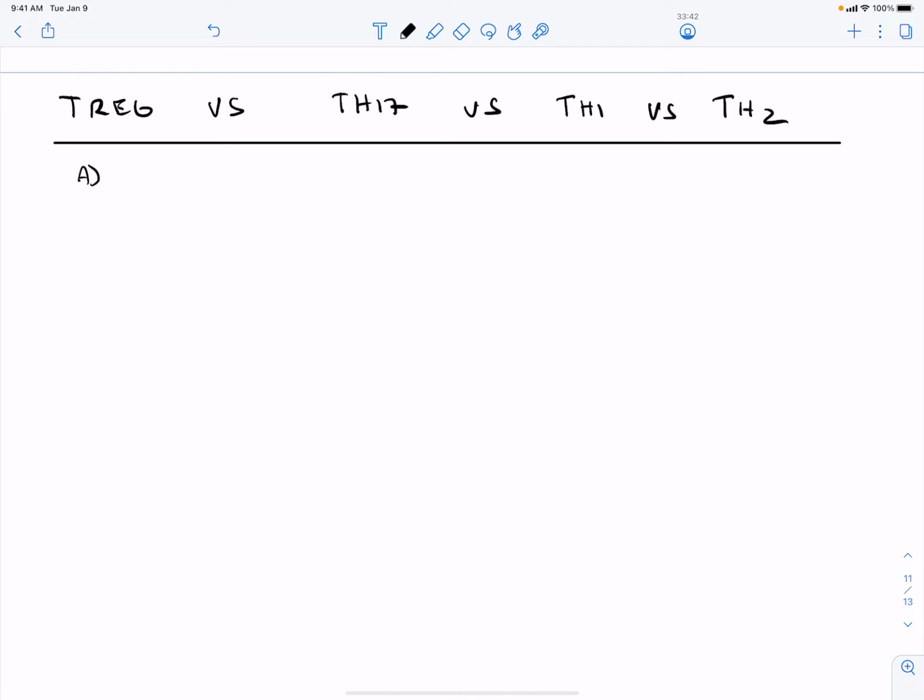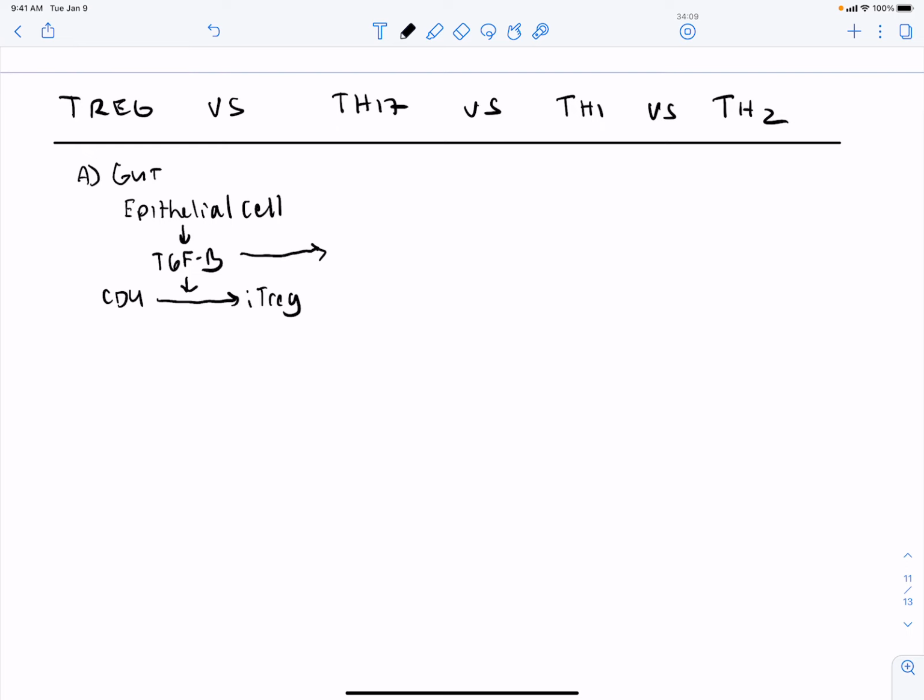So the first scenario we have is in the gut. And we have our epithelial cells. And they are going to be producing TGF-beta to try to create sort of that tolerizing environment. And this is going to cause a CD4 to become an induced Treg. This is also going to cause a B cell to switch from IgM to IgA. IgA skewing is important to protect the lumen from pathogens.